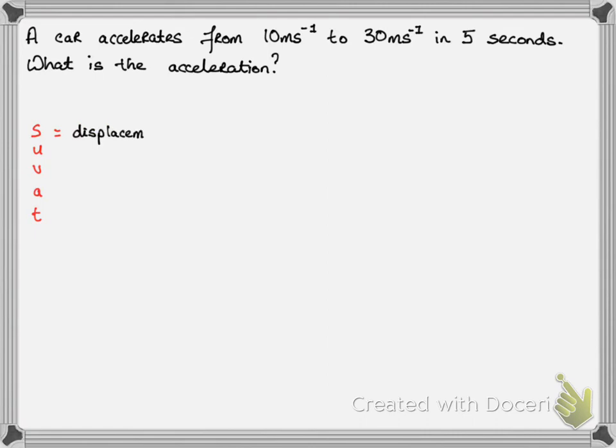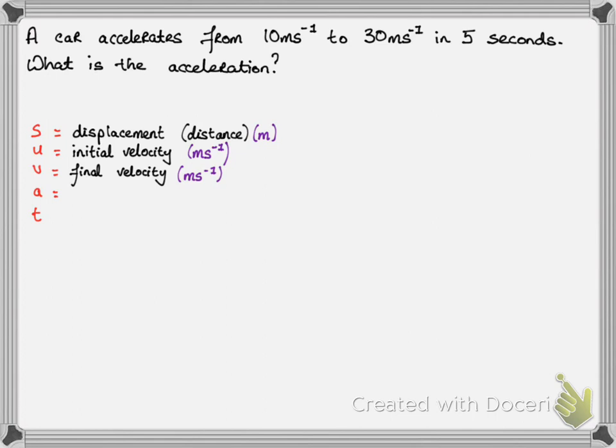So s is equal to displacement or distance, and that is measured in meters. u is the initial or beginning velocity, measured in meters per second to the minus 1. v is the final velocity, also measured in meters per second to the minus 1. a is acceleration, measured in meters per second to the minus 2, and t is time, which is measured in seconds.